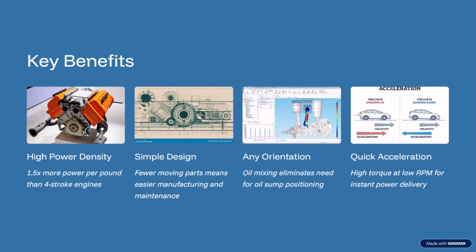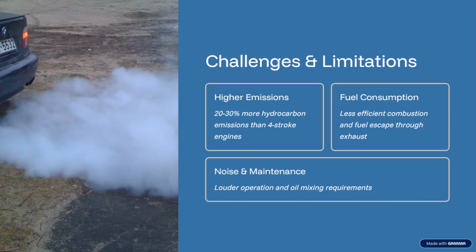Hand lathe components also. What is the key benefit of them? High power density, 1.5 times more power per pound than a four-stroke engine. Simple design, yeah, simple design, and also fewer components. In operation, oil mixing eliminates the need for oil positioning. And then quick acceleration, which is a very good point. High torque at low RPM for instant power delivery, especially for the bike, is very useful.